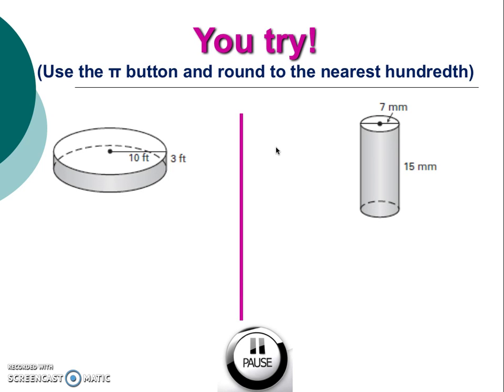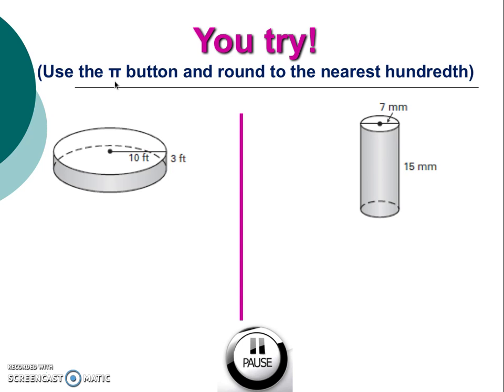You try two here. This first one has a radius of 10. The second one is now a diameter, so you're going to have to figure out the radius. To get the answers that I have as options, you're going to want to use the pi button on your calculator and round to the nearest hundredth. If you don't have a pi button on your calculator, go ahead and use 3.14, and then you'll just have to find the answer that's the closest. They shouldn't be too different, but they'll be a little bit different, so pay attention. Solve those two, and then we'll go through them.